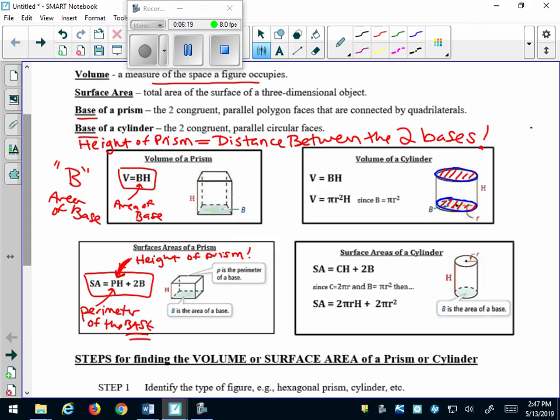Okay, so the height of the prism is the distance between the two bases. Once you establish what the bases are, the height is going to be the length of the edge that connects those two bases. And then here, capital B still stands for area of the base.